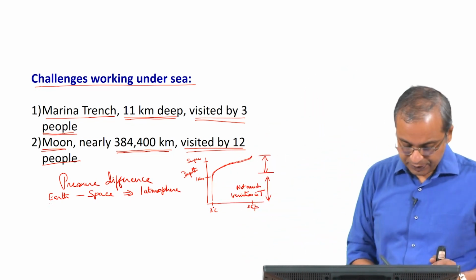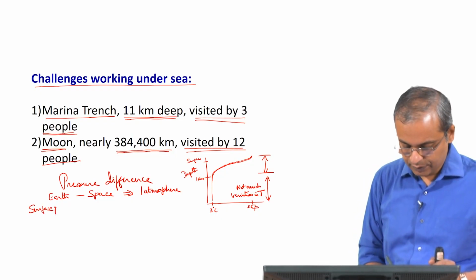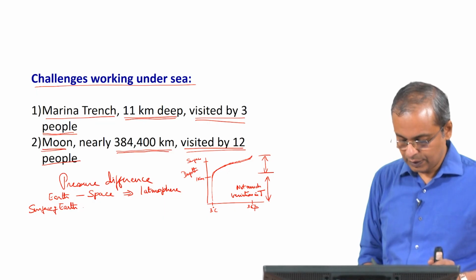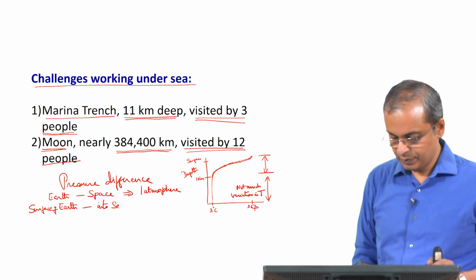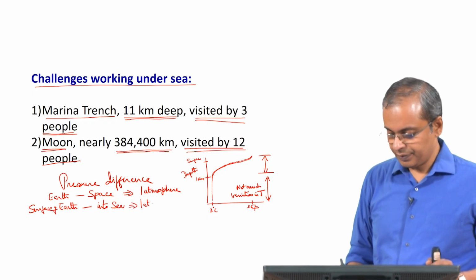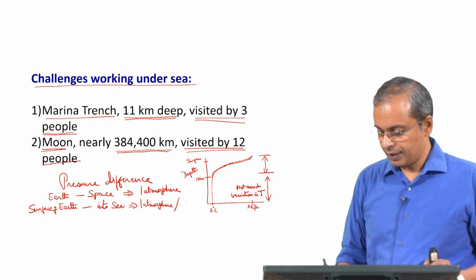Now, from the surface of the earth into the sea, 1 atmosphere per 10 meters.